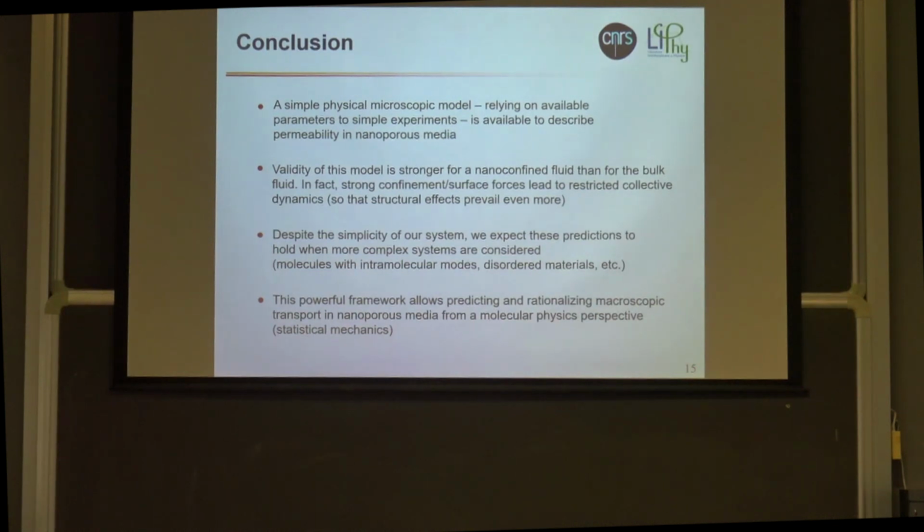And despite the simplicity of the system that we looked at, a Lennard-Jones fluid is, after the hard sphere model, probably the simplest model you can think of, we actually expect that this prediction should also work for water or complex fluids. There's no reason in the derivation why it should fail for other fluids. And so what we like very much about this work is the fact that it allows predicting and rationalizing macroscopic transport in nanoporous media, but from a very simple microscopic picture.